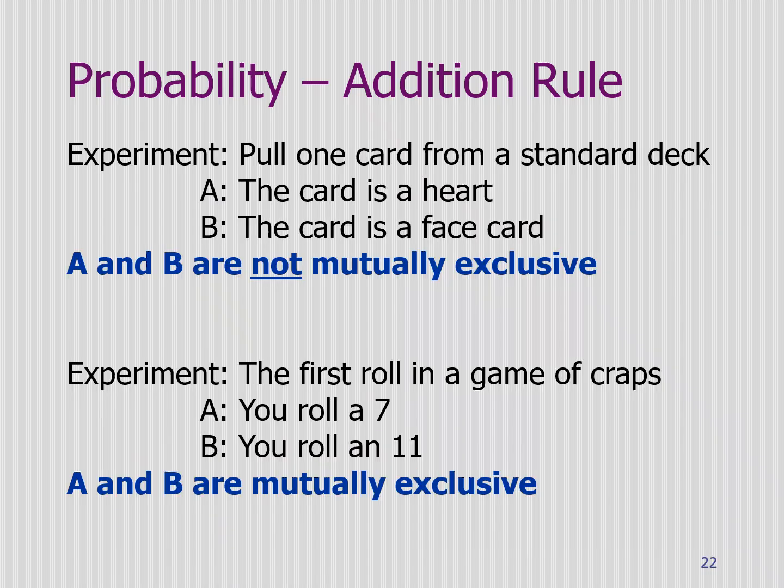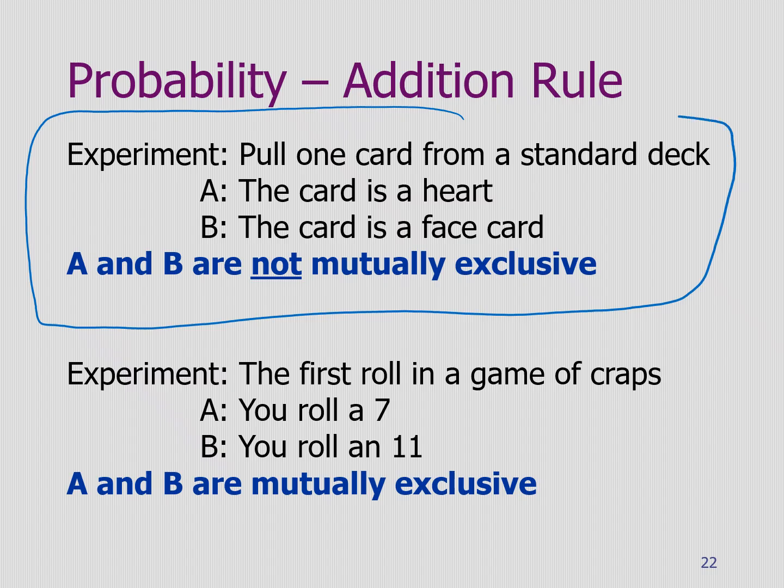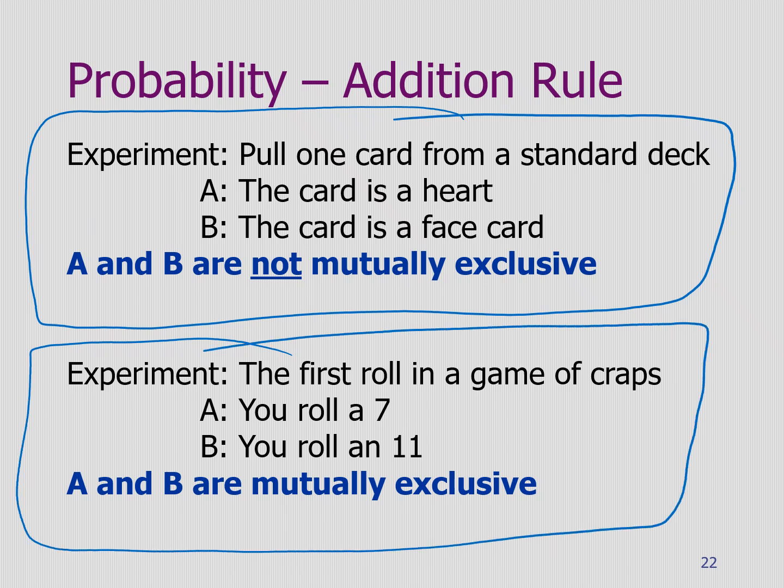Okay, so we did one example, the first one, pulling a card at random from a deck, with 2 events that were not mutually exclusive. Then we did one example, rolling dice, with 2 events that are mutually exclusive. And the mutually exclusive part just tells you whether or not you have to subtract something that is double counted.